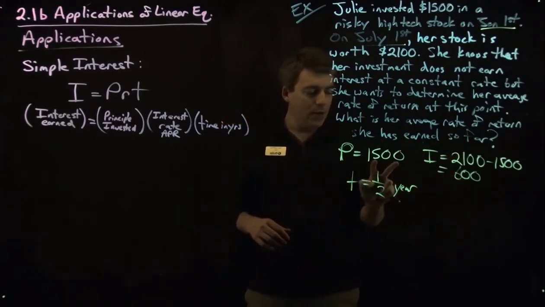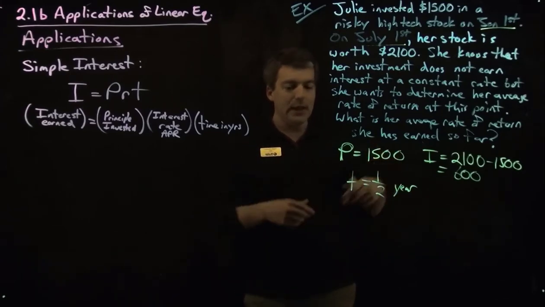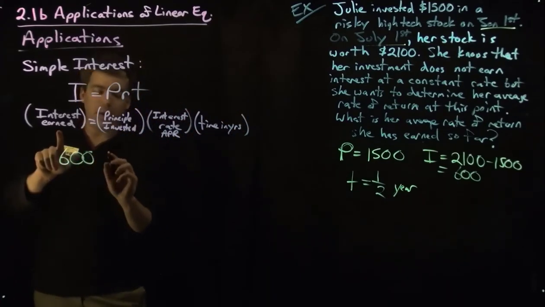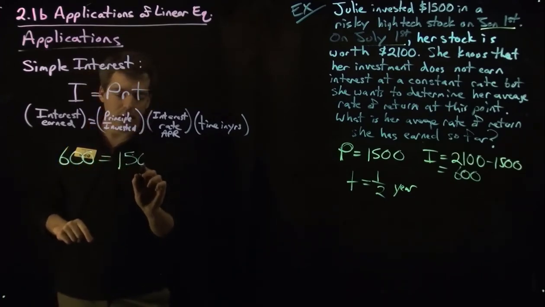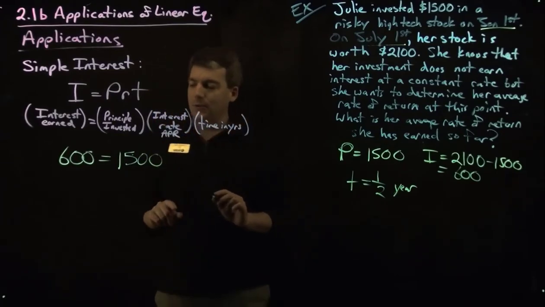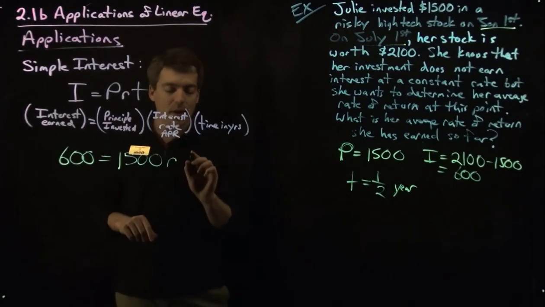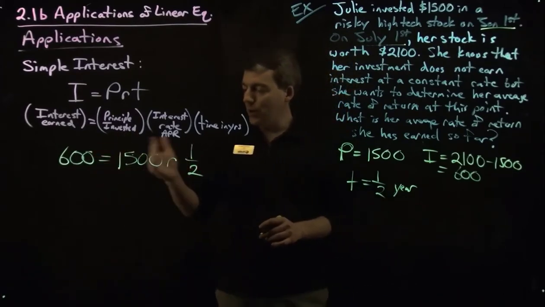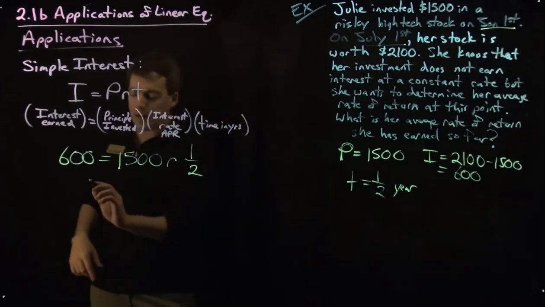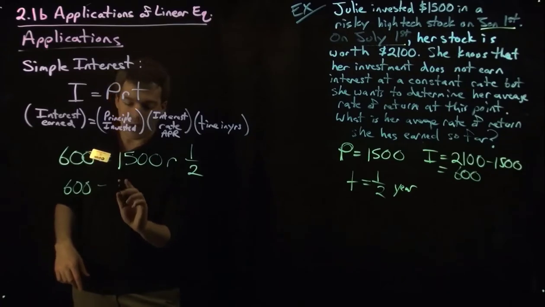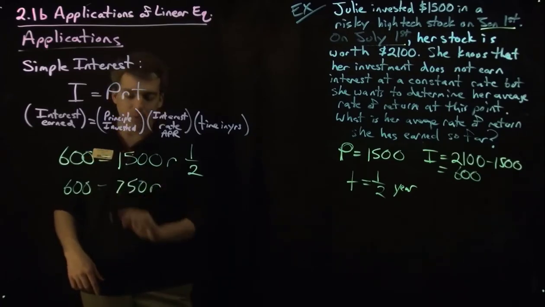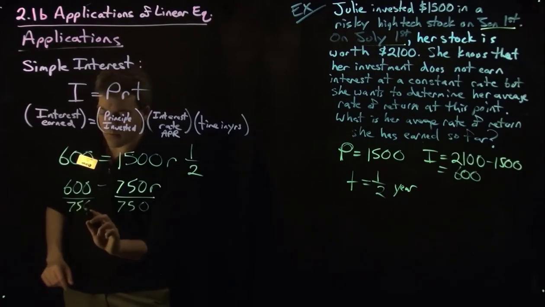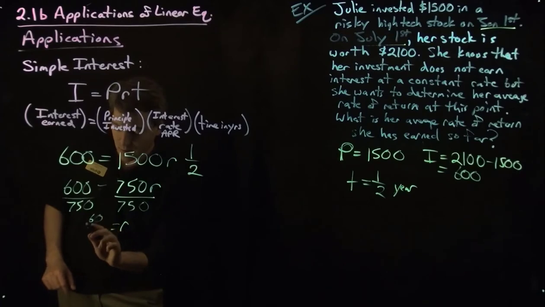We have the interest earned, we've got the principal, and we have the time the investment was active. All right, so let's write this down. So we've got interest, 600, equals principal invested, 1,500, times the interest rate, we don't know that, just leave that as R, times the time of 1/2. Okay, let's solve this. So we take half of 1,500 first of all. That's going to be 750. So 600 equals 750 times R. We need to divide by 750 to get the rate. So the rate's going to be 60 over 75.